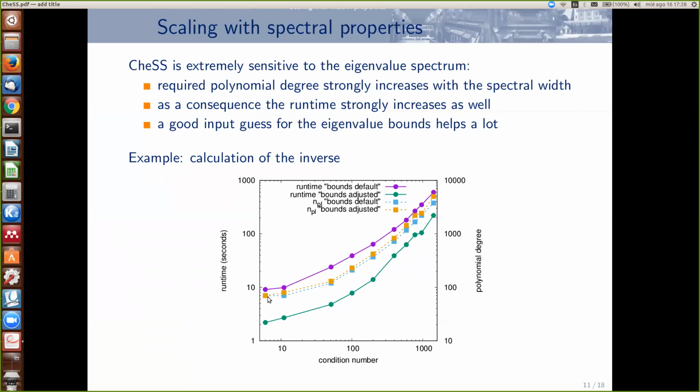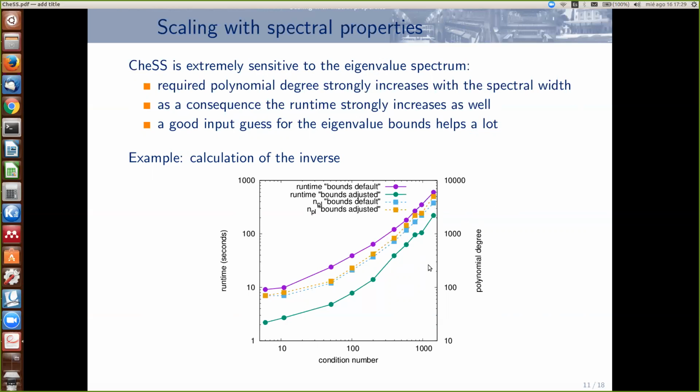And you can see here, first of all, these dotted lines. This is the polynomial degree that we need. It's on this axis. So for a small condition number, we have a degree which is sort of 50, 60, 70, maybe 100, depends. But then it explodes. So if you have a condition number of 1,000, we already are working with degrees of 2, 3, 4,000. And you can imagine this is not very efficient anymore.